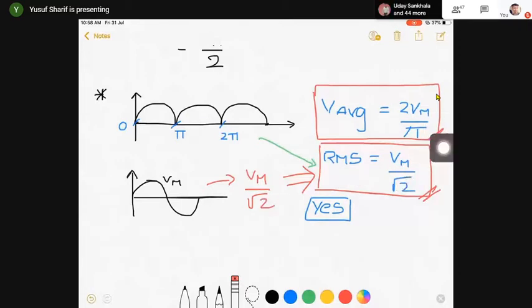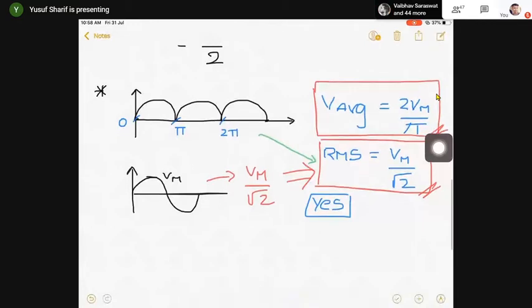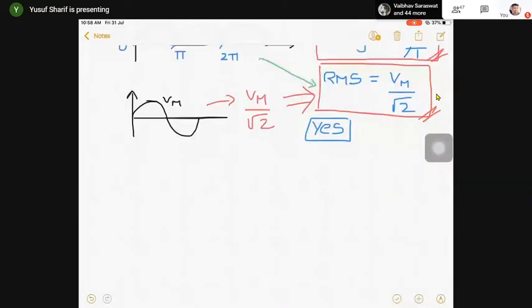Okay, fine. So that was about that. Let me write down the expression also. Let me write down the expression and then we'll proceed further. Okay.